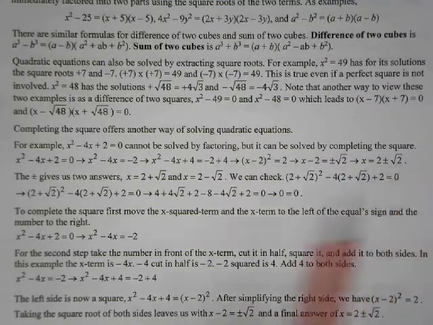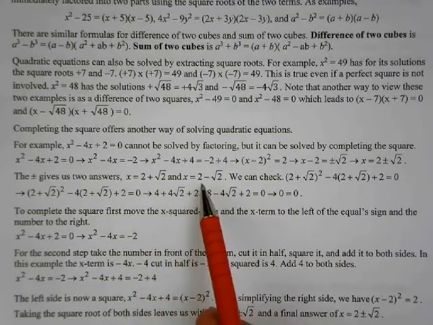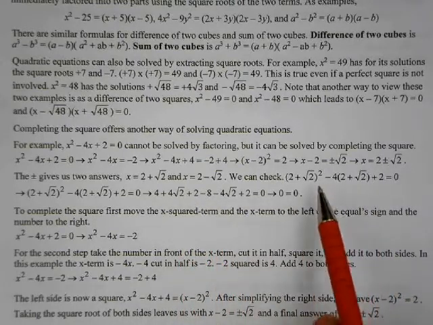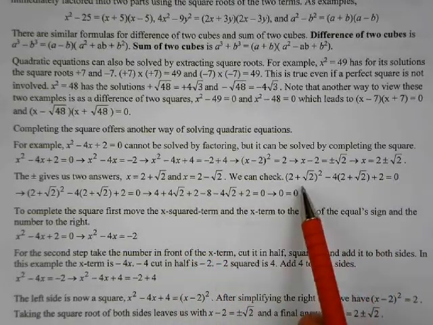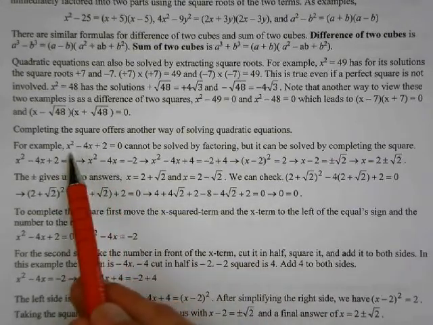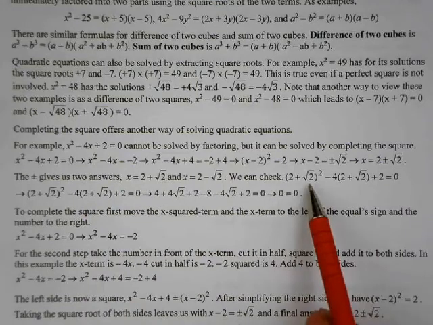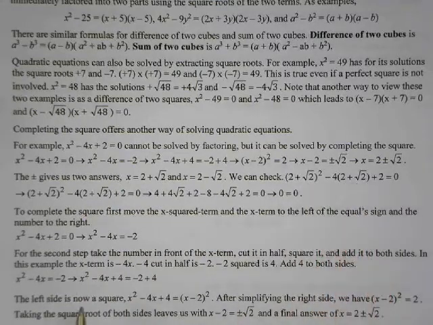So one of my answers is 2 plus square root of 2. Another one is 2 minus square root of 2. I can check all of these by plugging back into my original equation. So there was my original equation, x squared minus 4x plus 2. Put in the 2 plus root 2. Go ahead and go through the math, and as long as I get 0 equals 0, everything works.